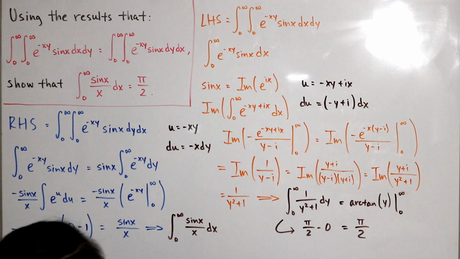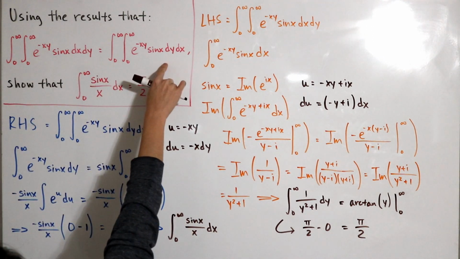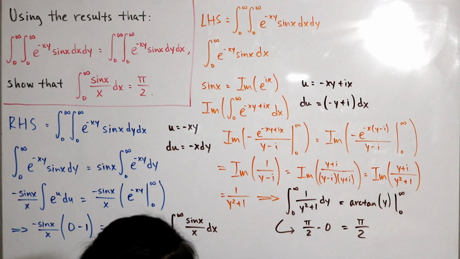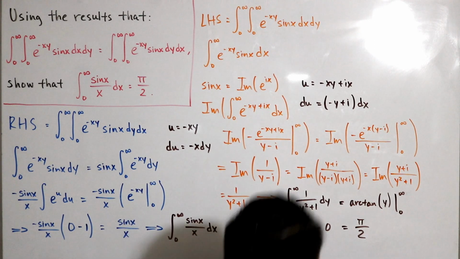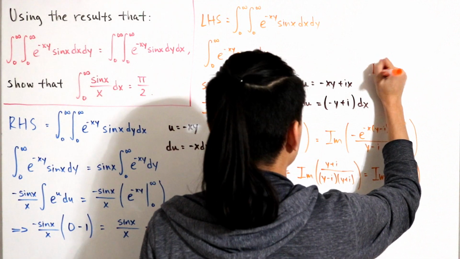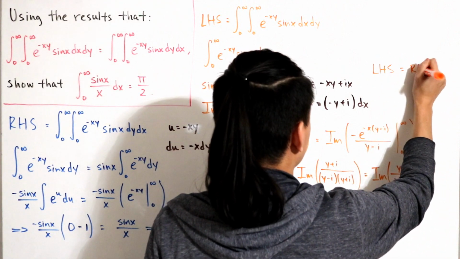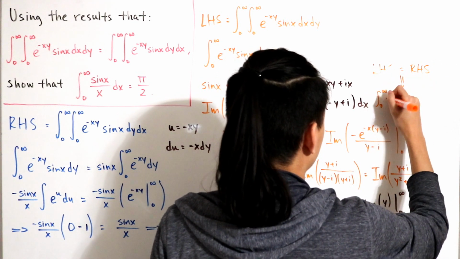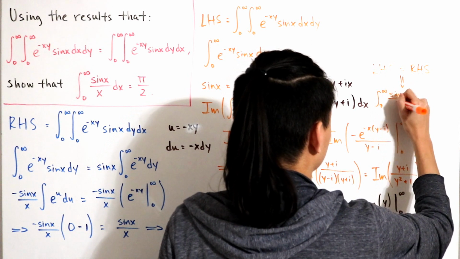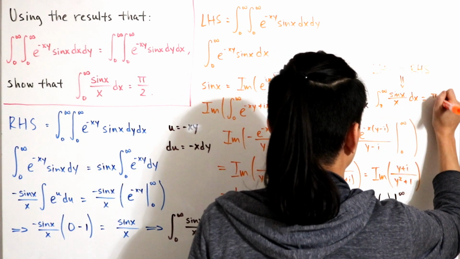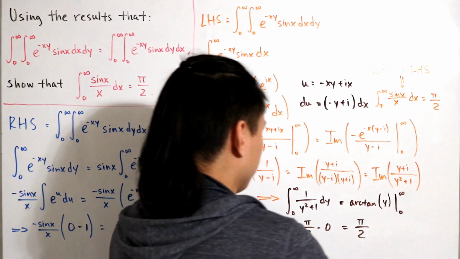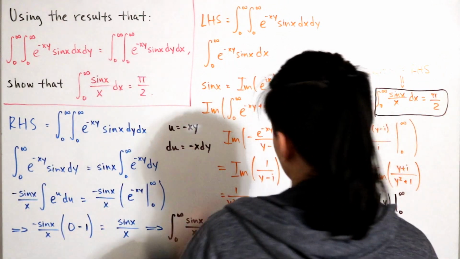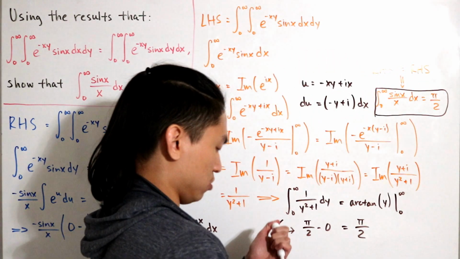So the conclusion is that the left-hand side equals the right-hand side. This is the right-hand side, and this is the left-hand side. We said that the left-hand side is equal to the right-hand side. And therefore we have shown that the integral from 0 to infinity of sine of x dx is indeed just equal to pi over 2. And just like that, we have verified the given results with the double integral. So yeah, that's pretty cool if you ask me.